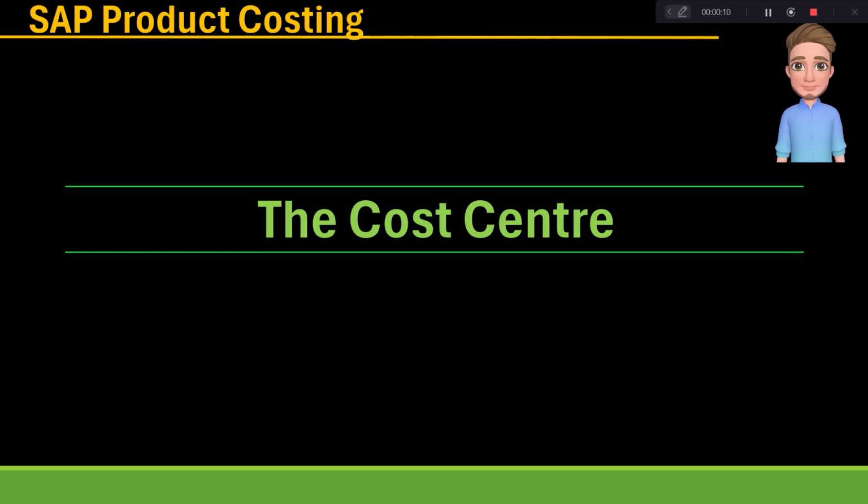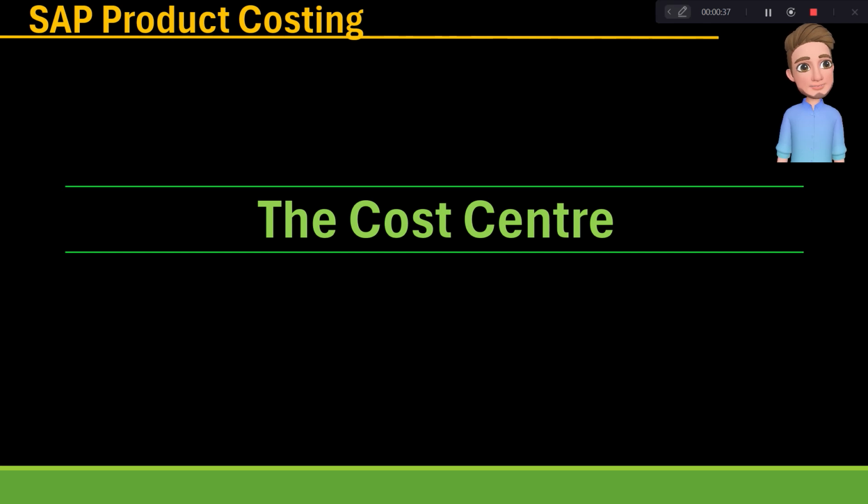As the name itself indicates, a cost center is the smallest unit where you would like to independently track costs and book costs. And you can even settle these costs against a production order, against another cost center, against another cost object.